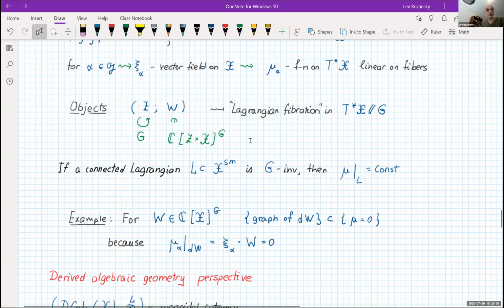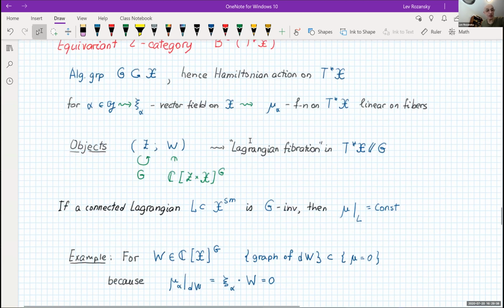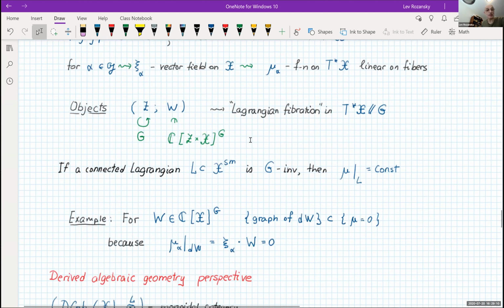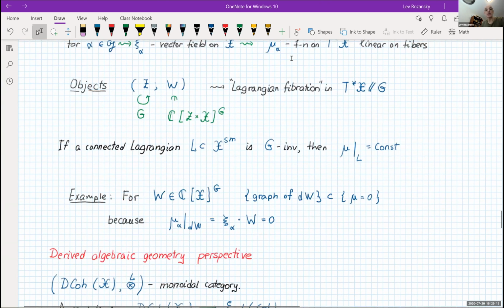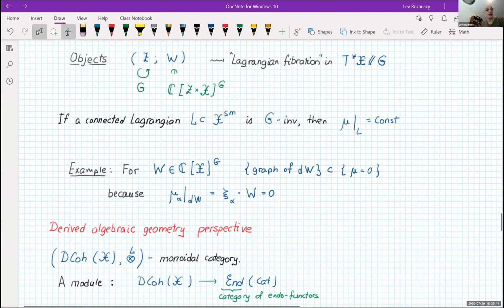So you define, oh, where is the definition of morphisms? Oh, sorry. Just a moment, let me add one line.